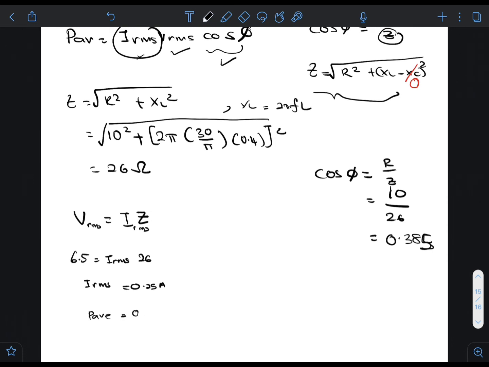Now you can simply find your P average, which is 0.25 times 6.5, and then cos phi kita adalah 0.385. Tekan calculator. So you will end up with your power such as 0.6263 lah. Sebab 625 kan, kita round off.